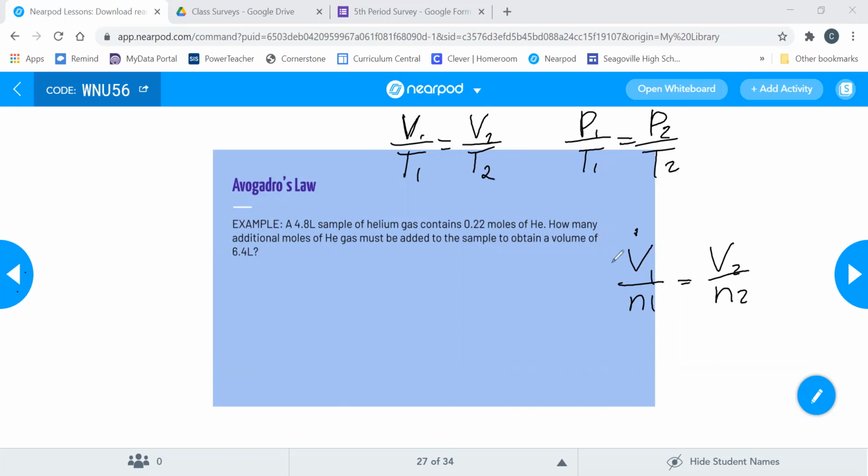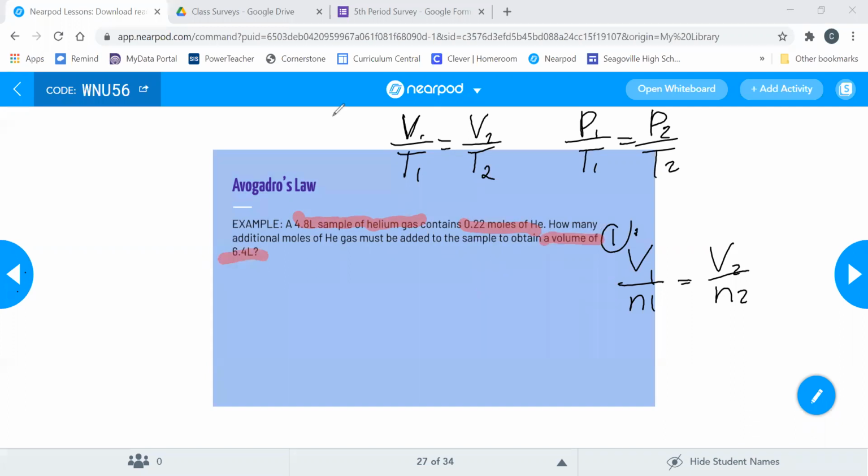But first I gotta write my formula. Second, highlight the things that are important. So it says a 4.8 liter sample of helium gas contains 0.22 moles of helium. How many additional moles of helium gas must be added to the sample to obtain a volume of 6.4 liters?